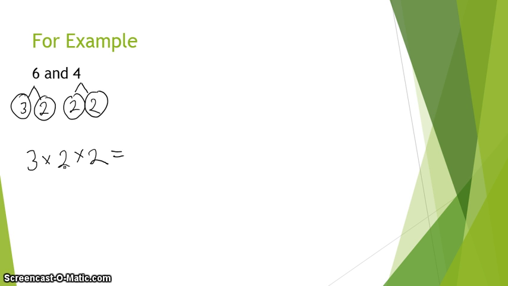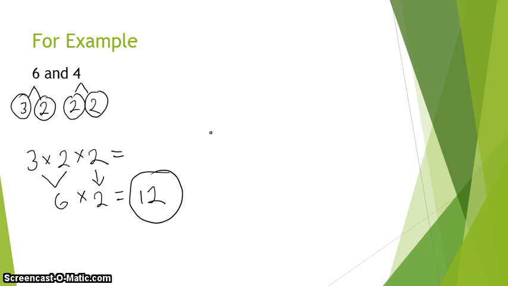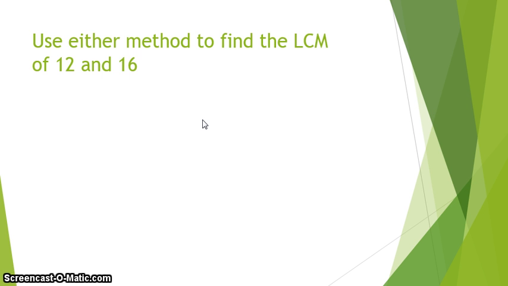So 3 times 2 is 6, times 2 is 12. So 12 is my least common multiple. So now pause this for a moment, or you can go back and review the material and try to make sense of it and then try this. But in any case, try this by yourself and then push play again and see if you're going to get this right.